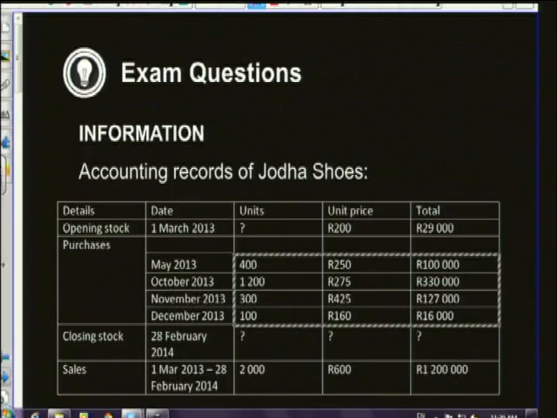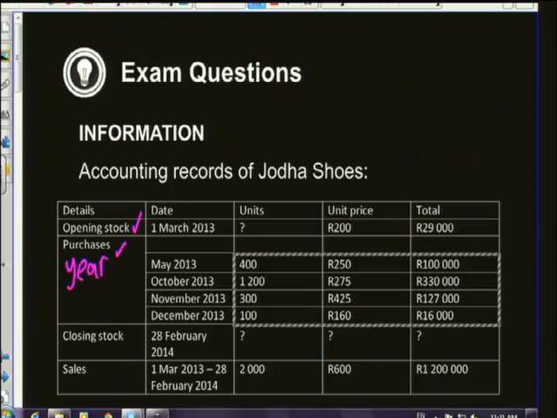Let's now look at the information that has been provided. The accounting records of Jodha stores is as follows. We've been given opening stock. Then we've been given purchases, and remember, if you look at your purchases, it normally represents what you've purchased for the entire year. In this case, it has been broken down for us, so we made purchases in the month of May, then the month of October, November, and then finally December. We are given closing stock and then sales for the year.